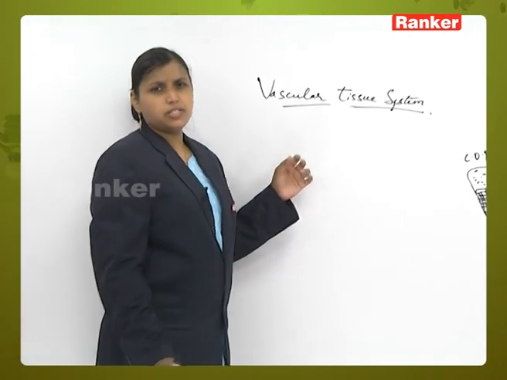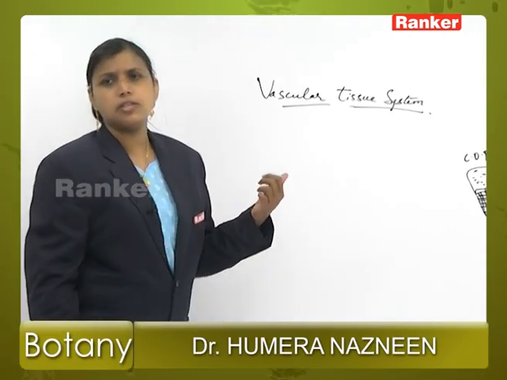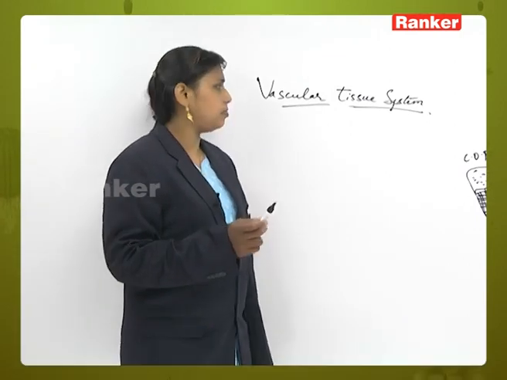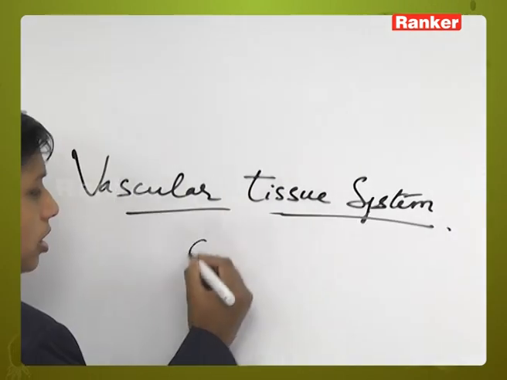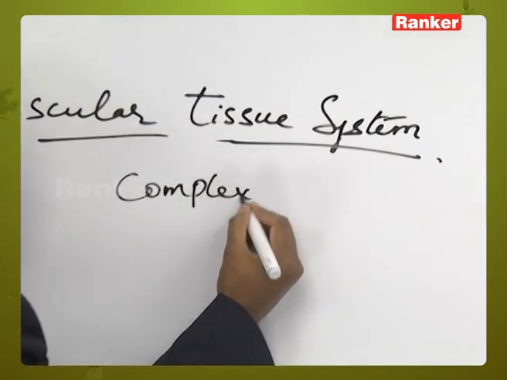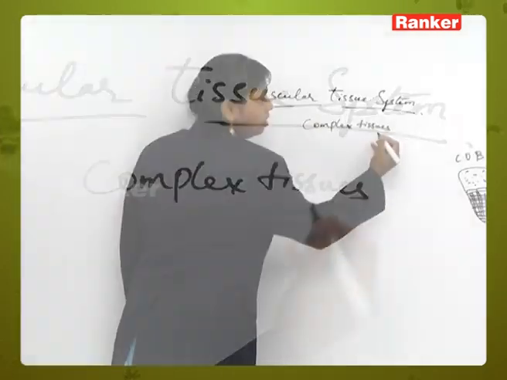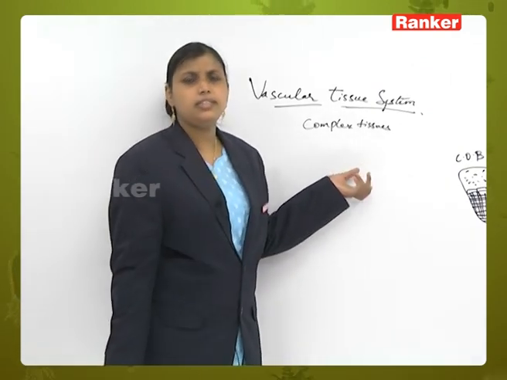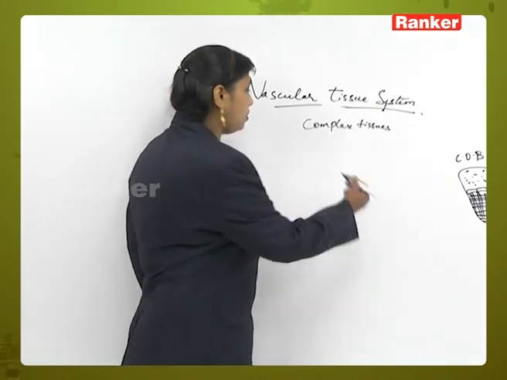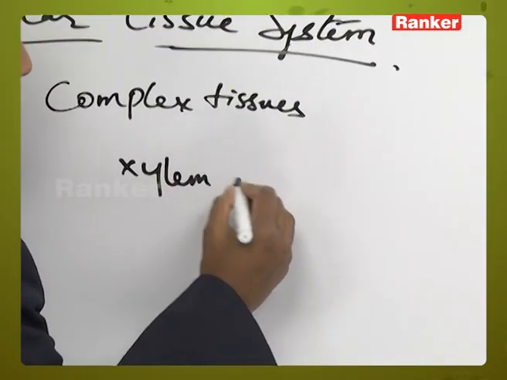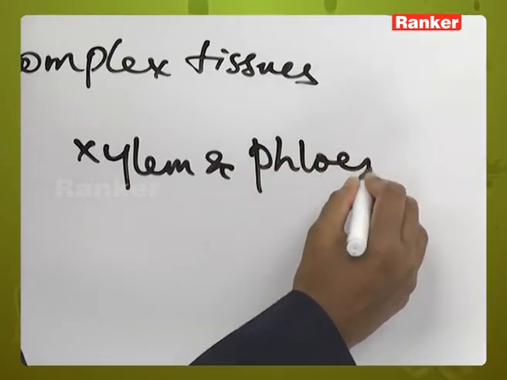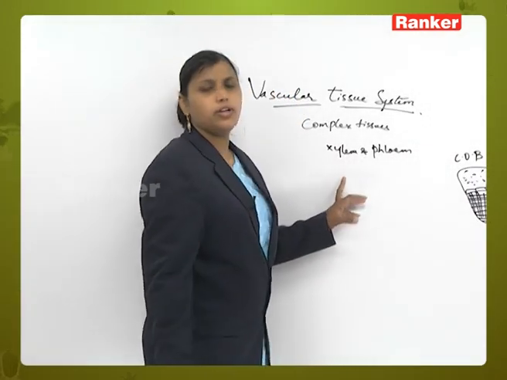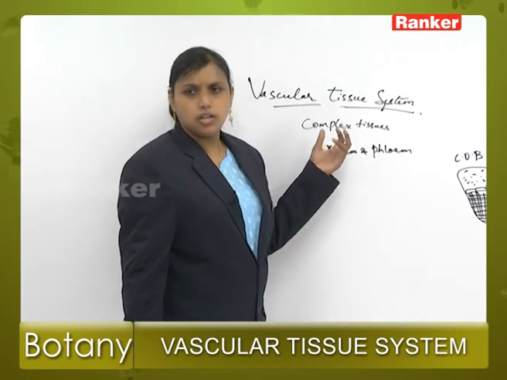The next tissue system we are supposed to study here is the vascular tissue system. Vascular tissue system consists of complex tissues. So what are complex tissues? We have already learned in detail about xylem and phloem. So what are the complex tissues here? Those are xylem and phloem, right? So these vascular tissues, xylem and phloem grouped together, constitute complex tissue.